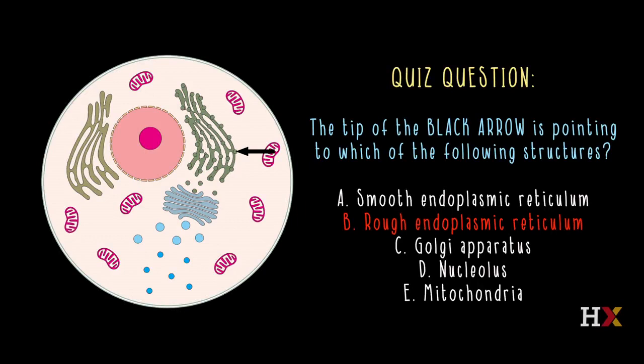And this is rough endoplasmic reticulum. We can tell it's rough endoplasmic reticulum because it has ribosomes clinging to the surface, unlike smooth endoplasmic reticulum on the other side of the nucleus, which doesn't exhibit this feature. So what does a cell look like when it's not appearing in an idealized cartoon drawing?